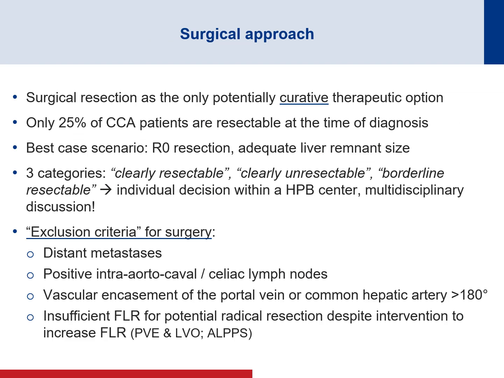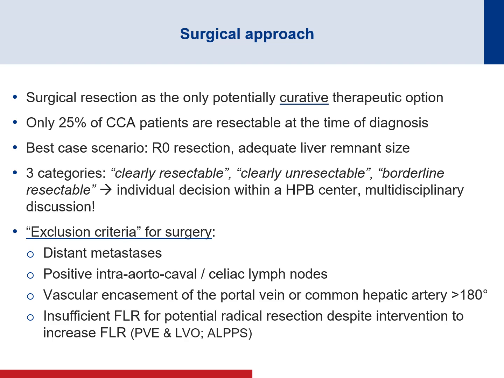Moving forward to the surgical approach. So I guess one of the most important messages from this presentation is that the surgical resection is the only potentially curative treatment for patients with CCA. However, only 25% of CCA patients are resectable at the time of first diagnosis. The best case scenario is an R0 resection, where the margins of the tumor specimen are clear of tumor cells, and that the patient has an adequate liver remnant size.